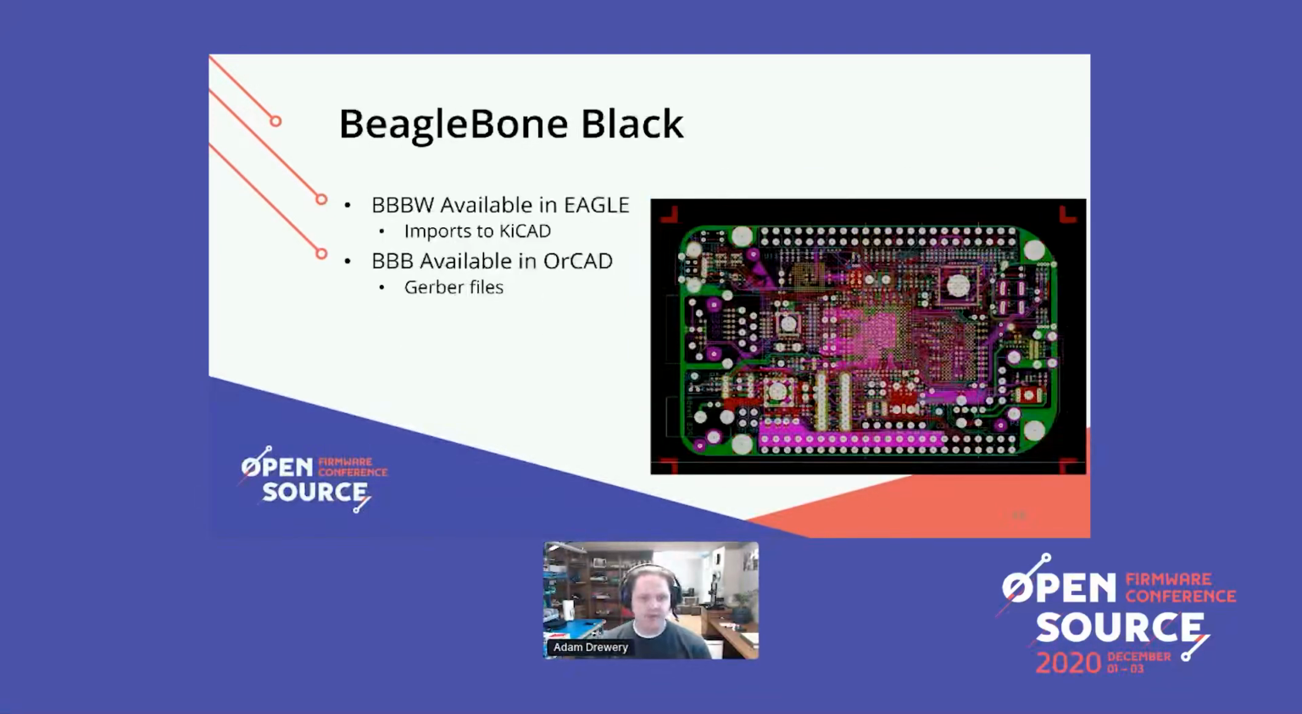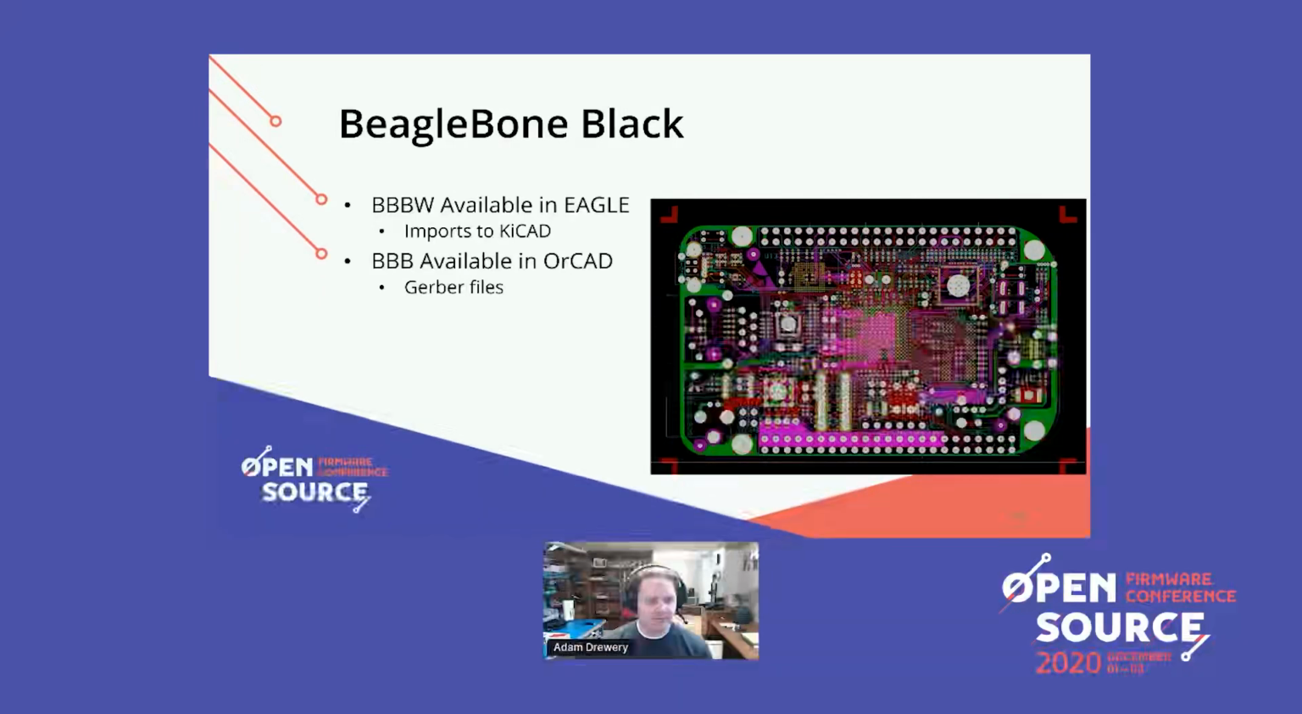So here we're looking at the import of just raw Gerber files of the BeagleBone Black. The BeagleBone Black Wireless source files, the schematic and the circuit board files, are available in EAGLE CAD. That's really clean and easy to import into KiCad. I didn't really even talk about it, but KiCad is a free open source ECAD tool that we actually use. A very, very awesome tool. We like it a lot.